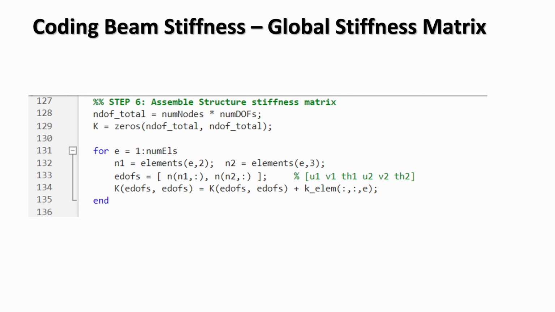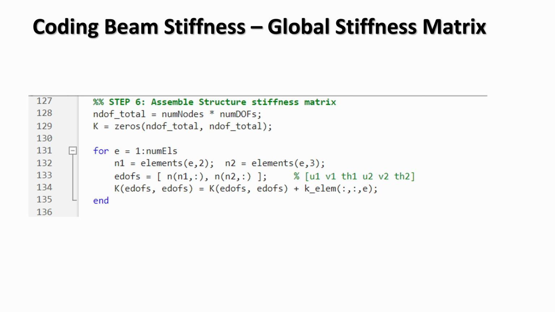For each one, we extract the global degrees of freedom associated with its two end nodes, giving 6 degrees of freedom in total. These degrees of freedom tell us exactly where the element stiffness matrix should be placed within the global matrix. The code then adds each element's contribution into the corresponding rows and columns of the global stiffness matrix. This process automatically enforces compatibility between the connected elements and ensures equilibrium across the structure.